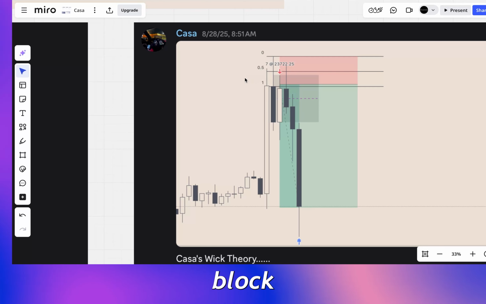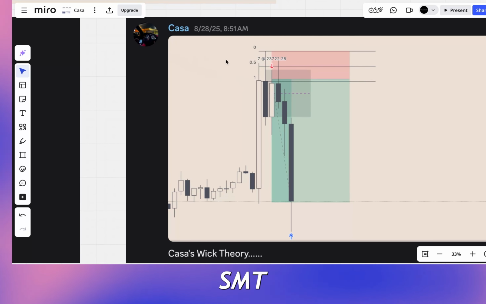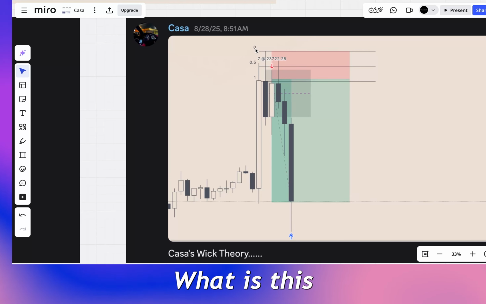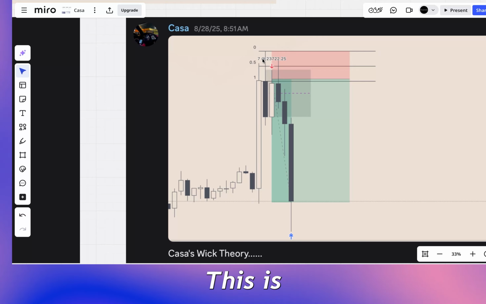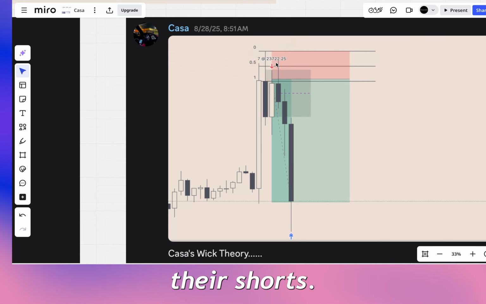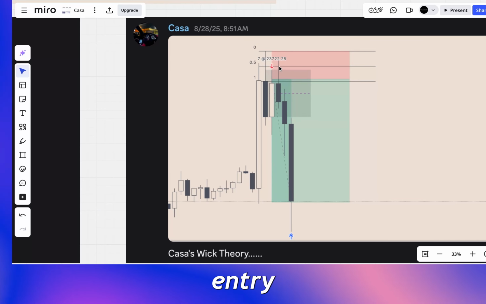Again, this is just a rejection block. This was that whole SMT. We had SMTs, right? This is the wick that swept out highs and lows. What is this? Protected. This is a protected high now. This is where all the institutions are positioning their shorts. What do we see? We give a discount entry right here.